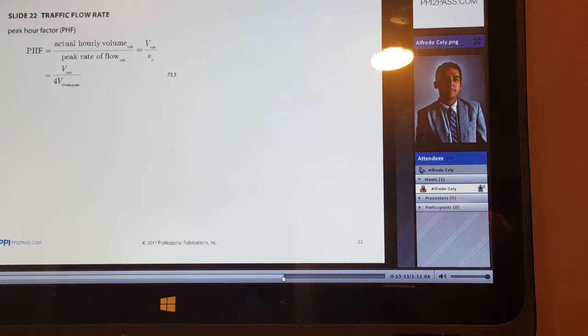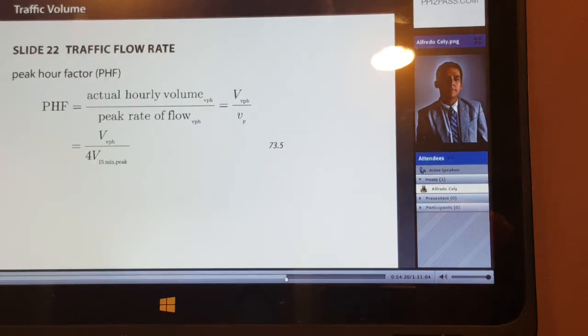And now we get to perhaps one of the main concepts in traffic flow rate as they apply for the breadth portion of the P exam, and that is the peak hour factor, which is also known as the peak hourly factor. So the peak hour factor is simply a division between the actual hourly volume and the peak rate of flow, all measured in vehicles per hour.